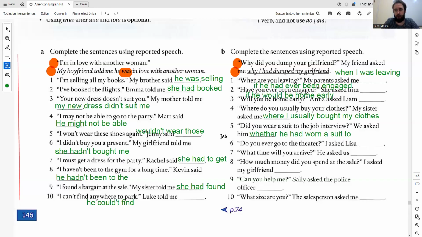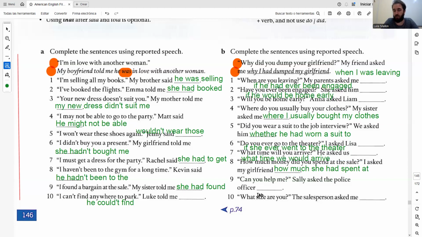Number six, do you ever go to the theater? I asked Lisa, yes, no question, if she ever went to the theater. That's present, steps back to past. What time will you arrive? He asked us what time we would arrive. Will steps back to would. Number eight, how much money did you spend at the sale? I asked my girlfriend how much she had spent at the sale.